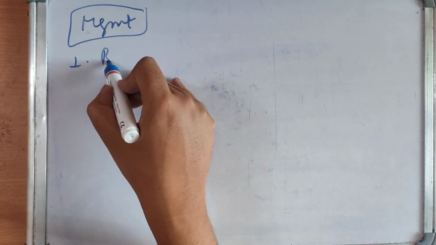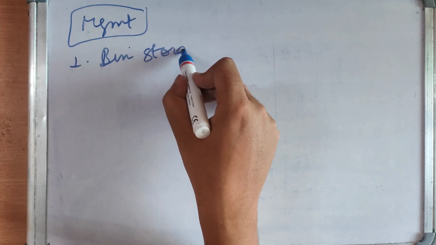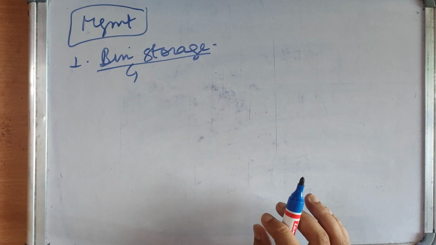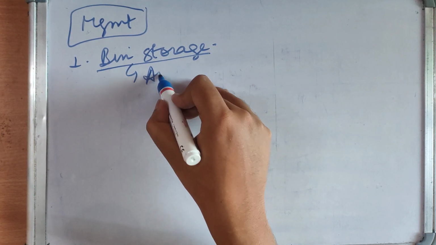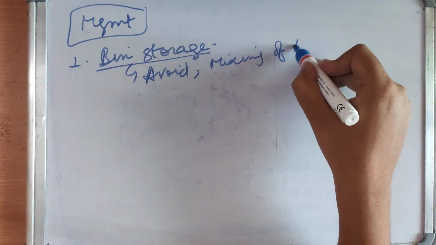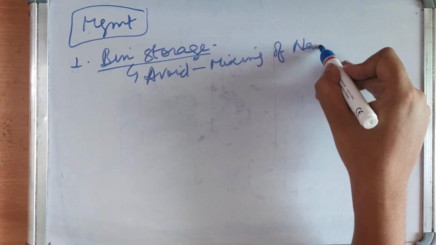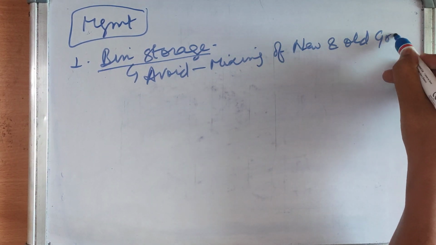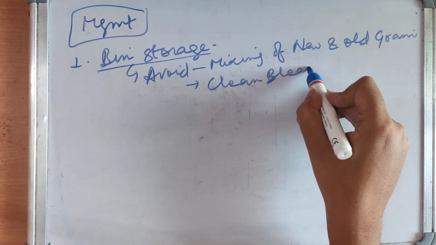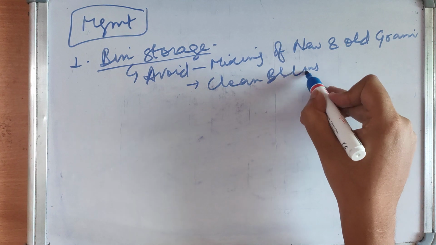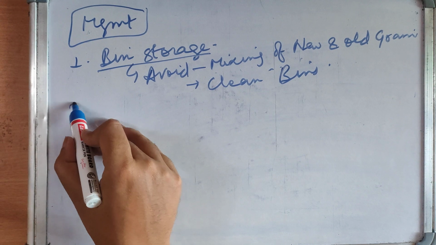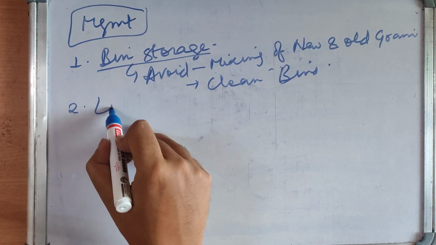So the first management is bin sanitation. What happens here? We need to avoid mixing of old and new grains and clean the bins thoroughly, properly.